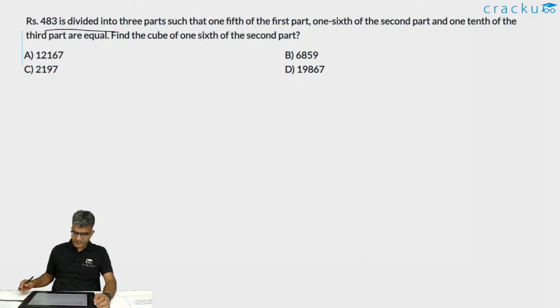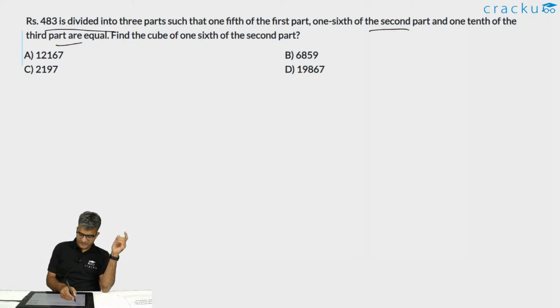483 is divided into 3 parts, such that 1/5 of the first part, 1/6 of the second part, and 1/10 of the third part are equal. Find the cube of the 1/6 of the second part. So there is 483. Let us assume that it is divided into 3 parts, A, B, and C.